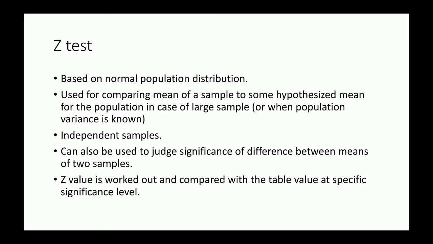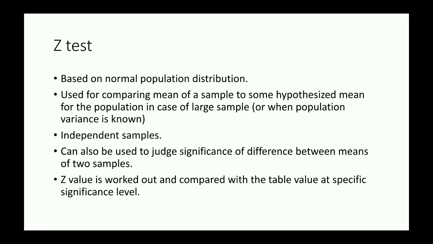Another example where z-test is applied: suppose you have hypothesized or expected that the average result of the college, or the average performance of students, would be 90%. So you have a hypothesized mean of 90. You then see the observed mean, suppose it has come out to be 87. Is this difference statistically significant or non-significant? To test that, you can use a z-test.